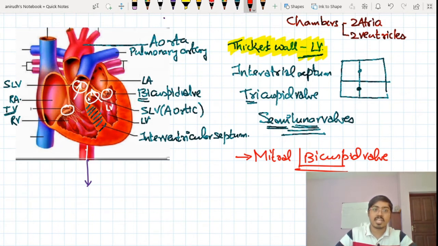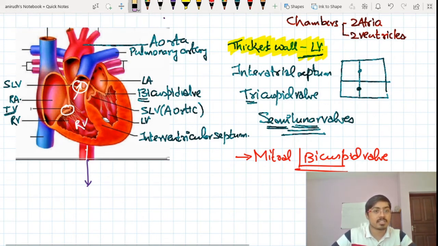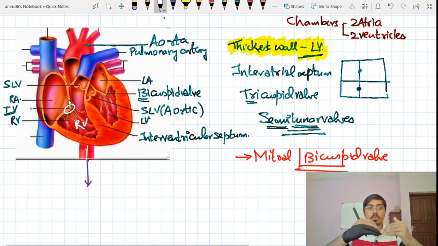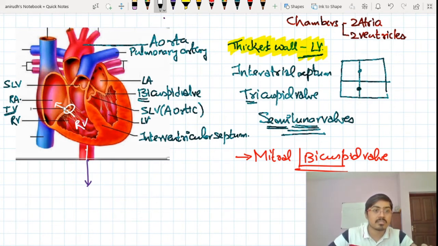Now you have aortic and pulmonary semilunar valves which are present at the beginning of the aorta and pulmonary artery. So when the right ventricle contracts, what will happen? When the right ventricle contracts, the tricuspid valve will be closed, preventing the blood from going to the right atrium, while the semilunar valve will open. The blood in the right ventricle cannot go to the right atrium because the tricuspid valve is closed. It can go into the pulmonary trunk, the pulmonary artery.